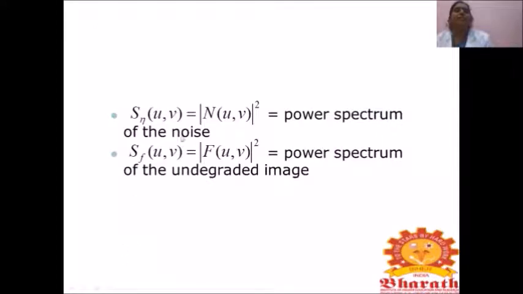The second one: if we take mod of N of u comma v whole square, we call it S eta of u comma v, which is denoted as the power spectrum of noise. And S F of u comma v is mod F of u comma v whole square. If we take the original image's mod square, we get S F of u comma v, which is the power spectrum of the undegraded image.